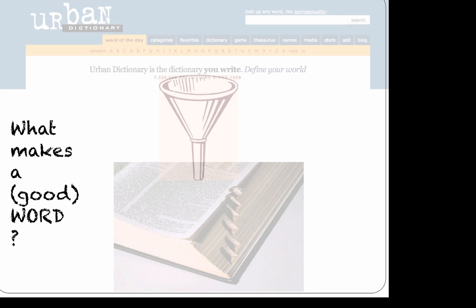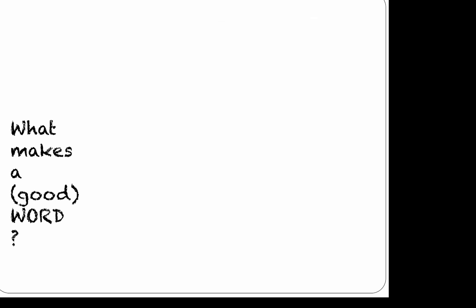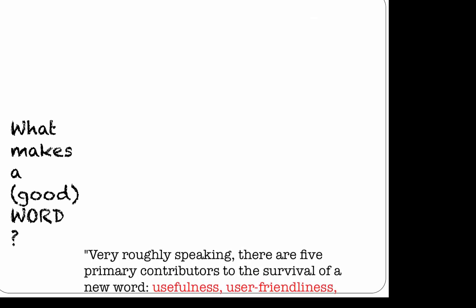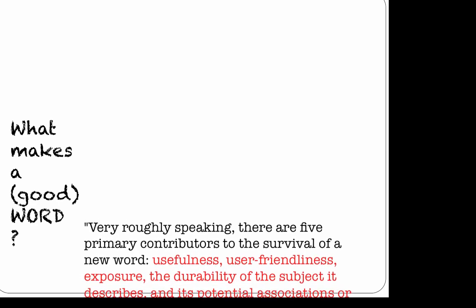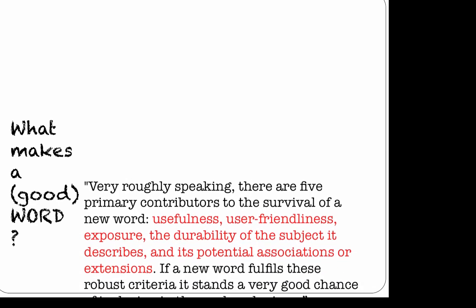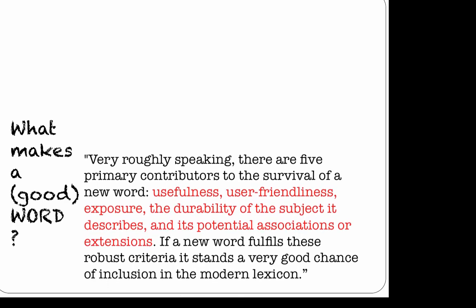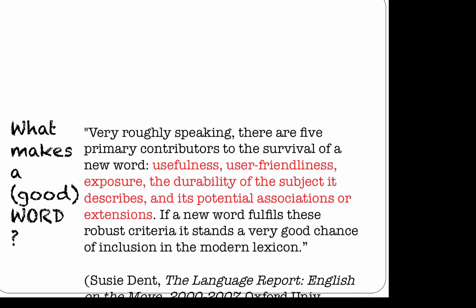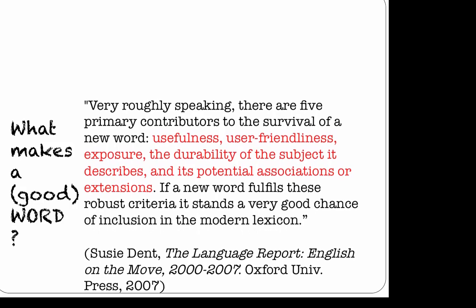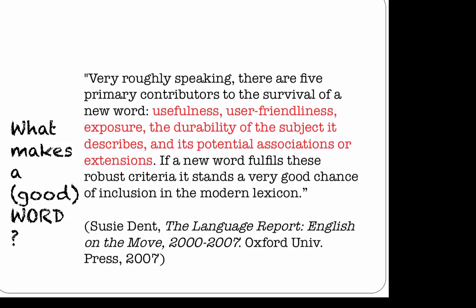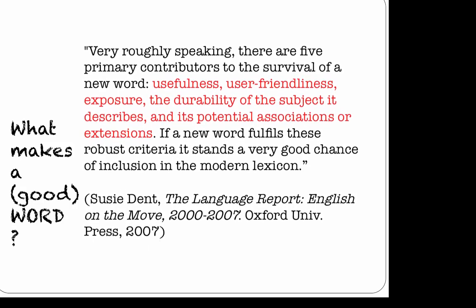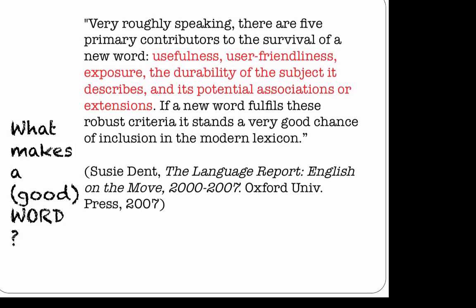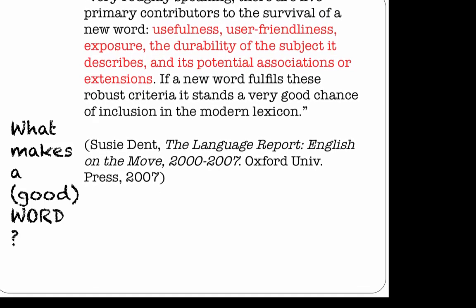But of course, to be used, words have to be good in some sense. So, what makes a word a good word? According to Susie Dent, very roughly speaking, there are 5 primary contributors to the survival of a new word: usefulness, user-friendliness, exposure, the durability of the subject it describes, and its potential associations or extensions. If a new word fulfills these robust criteria, it stands a very good chance of inclusion in the modern lexicon.